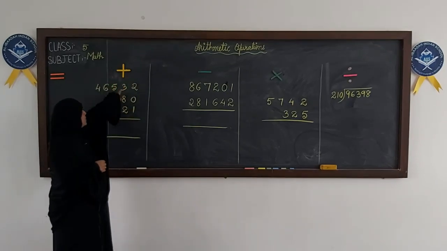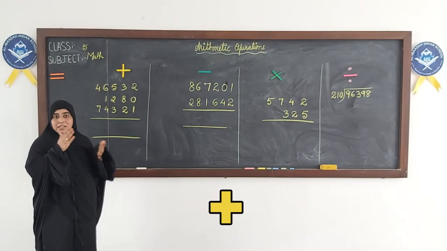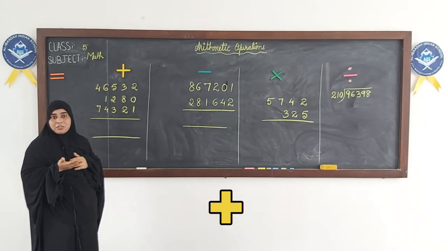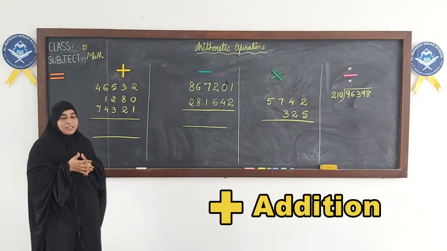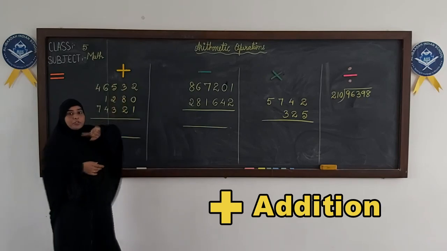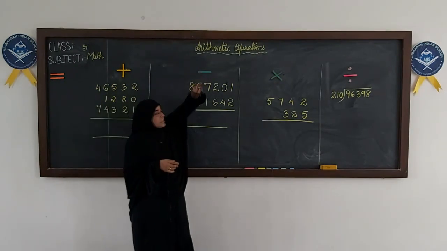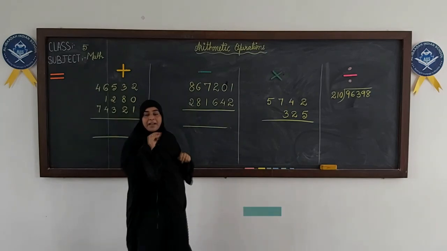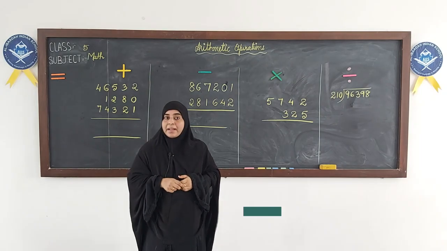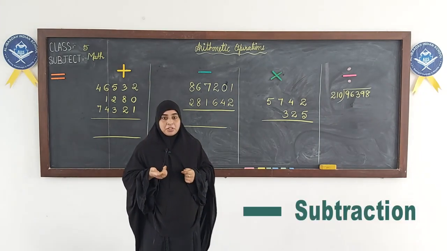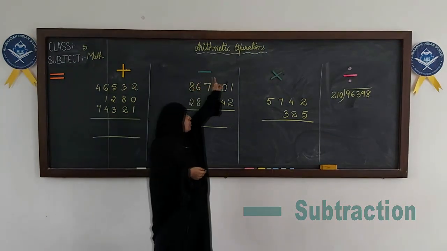What is this symbol? It's plus. Plus symbolizes which operation? What do you do when you hear plus? Addition. Yes? Addition. This is one of the operations that we do in maths. The next symbol that you see here, what is this? It's minus. And what do you do when we use the symbol minus? Subtraction. That is our second operation. Subtraction. Now what about this one?